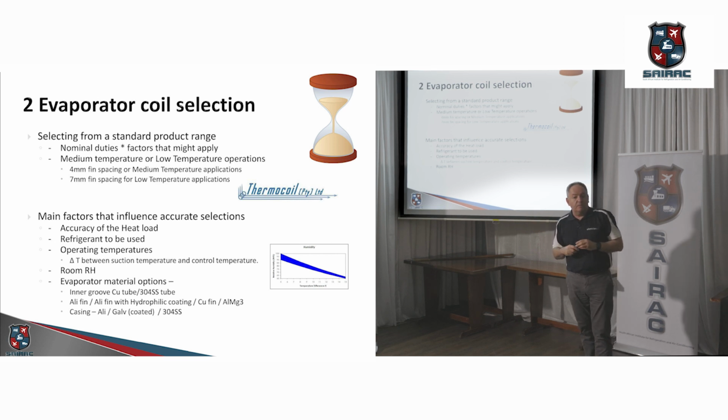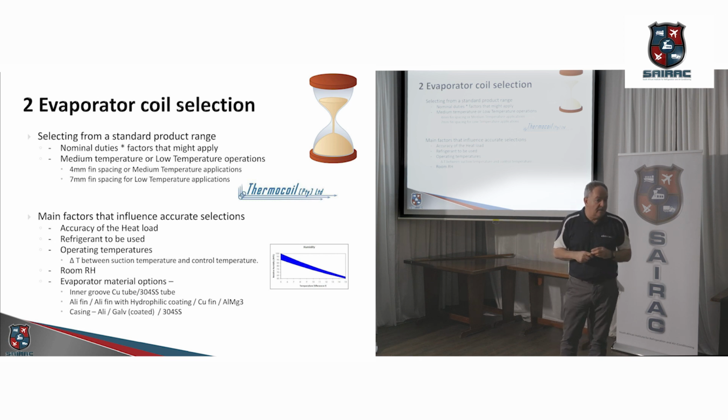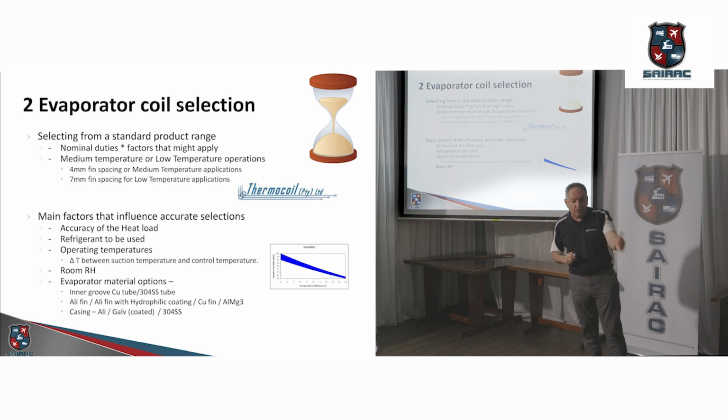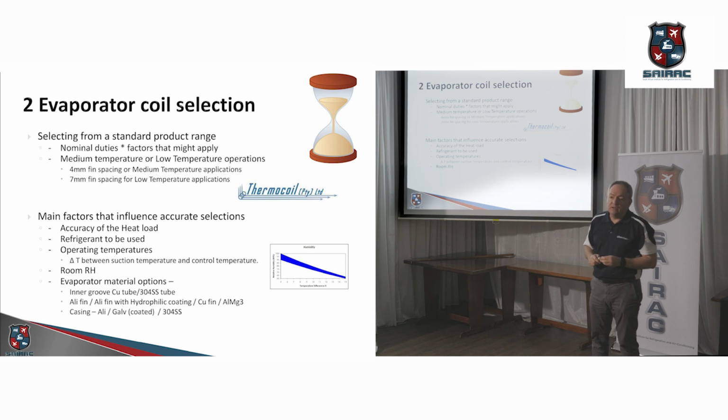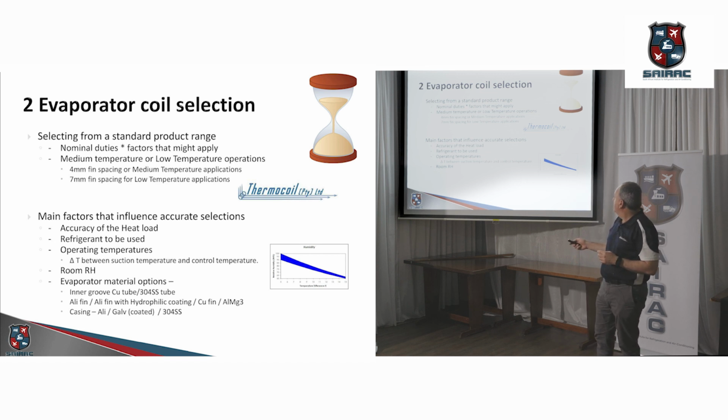You have a customer that is storing blueberries. You have a room half the size of this venue, and they might have 4 million rands of blueberries in there. If they lose 10% in a few days, that's a lot. So it's very relevant to keep one eye on the RH. There's a scale there that you can look at in the thermocoil catalog, and that will give you an idea of what the RH will be with the delta T, and the suction temperature that you want to operate at.